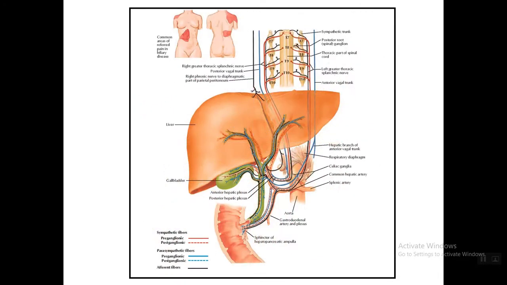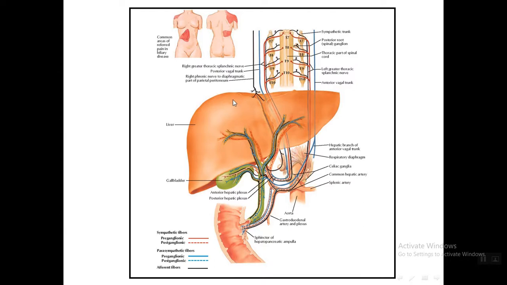What is the nerve supply of the liver? It is from the celiac plexus of nerves, so it will carry both sympathetic and parasympathetic nerves, and its root value will reach the spinal cord at segments T7, T8, T9, T10. So the pain from the liver and the biliary system will refer to this area, the dermatomes of T7, T8, T9, and T10. Also, pain from the biliary system will refer to the right shoulder.